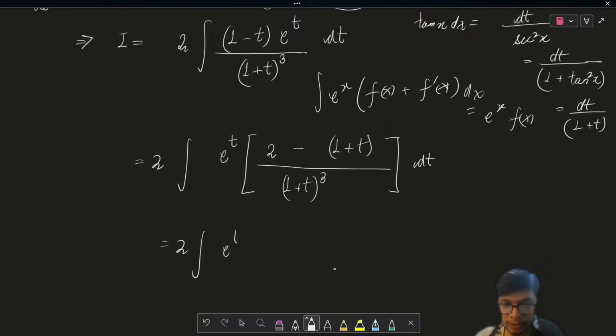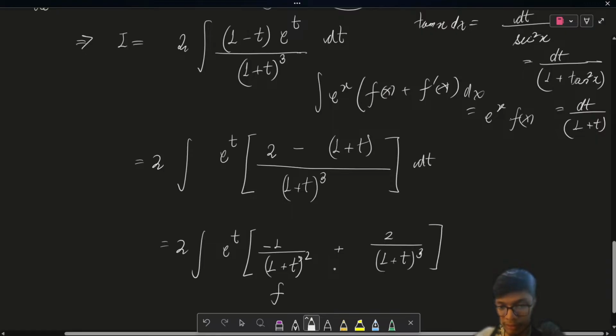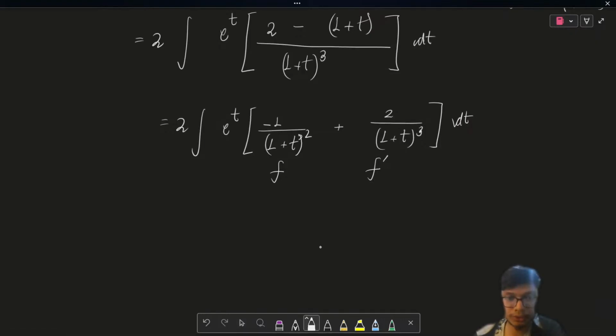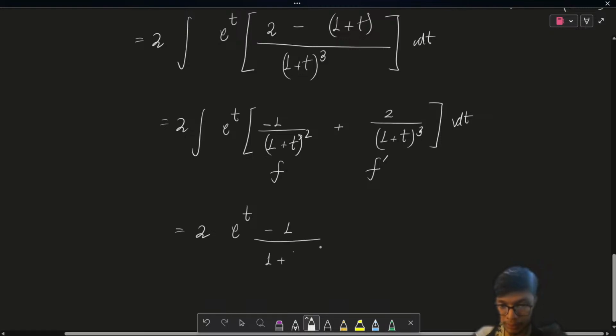So what I'm doing over here is e to the power t, and then 1 upon (1 plus t) whole square, minus with it plus 2 upon (1 plus t) whole cube will become the derivative. So this is f, and this is f dash, right? Simple. So your solution is going to be equal to 2 times e to the power t times minus 1 upon (1 plus t) whole square, plus some constant c.